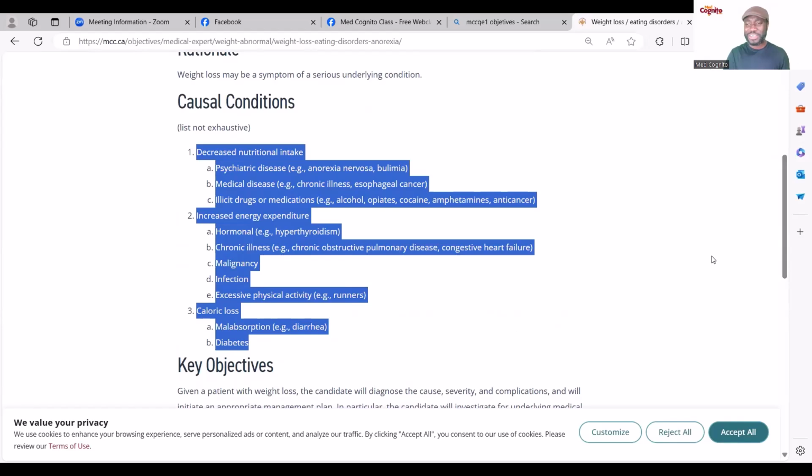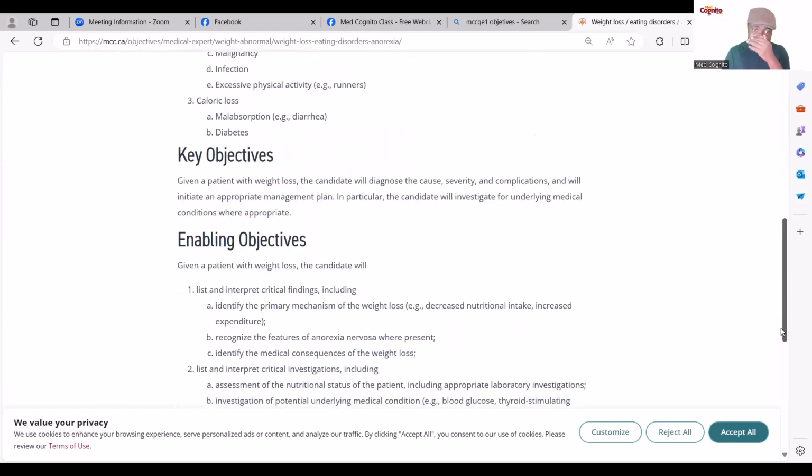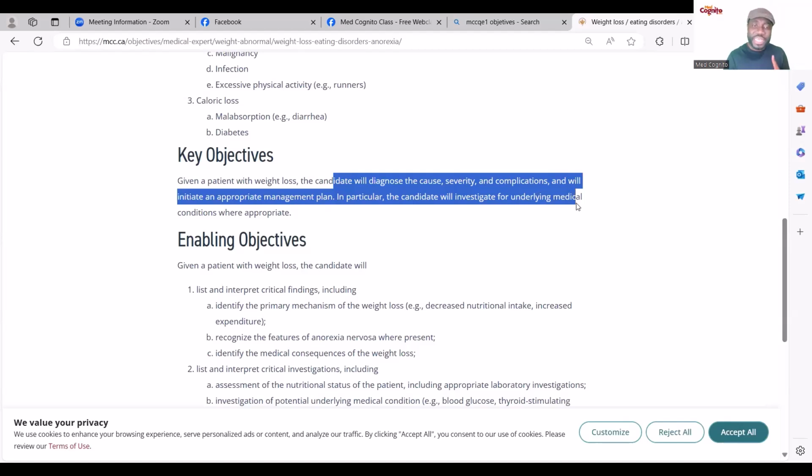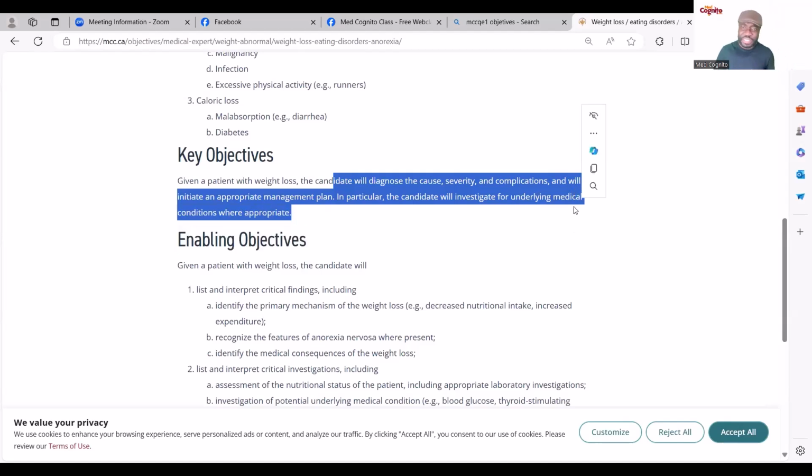So if somebody is asking you, what are high-yield topics I need? Just tell them, go to the objectives and figure it out. Or to make it simpler, just come to MedCognito. We've already done that work for you. Okay, so what are some of the key things we are going to cover today? We have to pick some of these conditions, and then, given a patient with weight loss, the candidate will diagnose the cause, the severity and complications, and will initiate an appropriate management plan. In particular, the candidate will investigate for underlying medical conditions where appropriate.